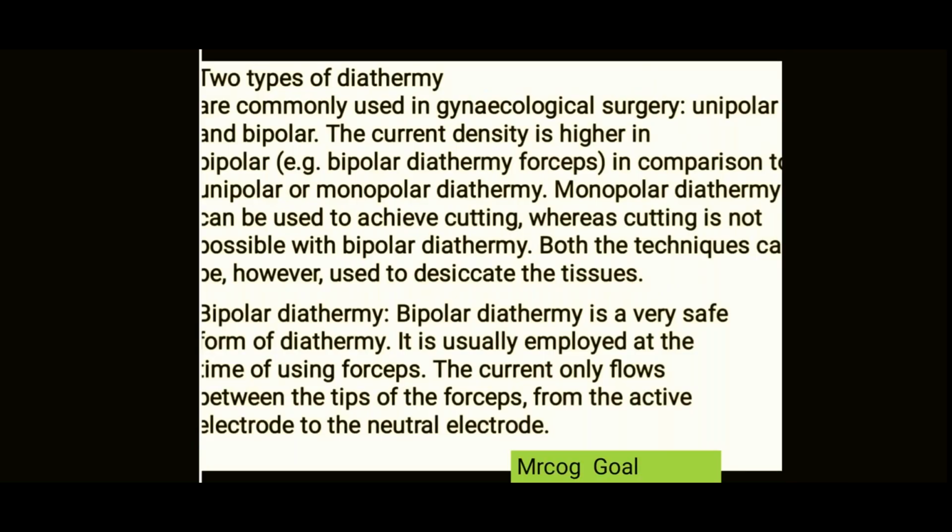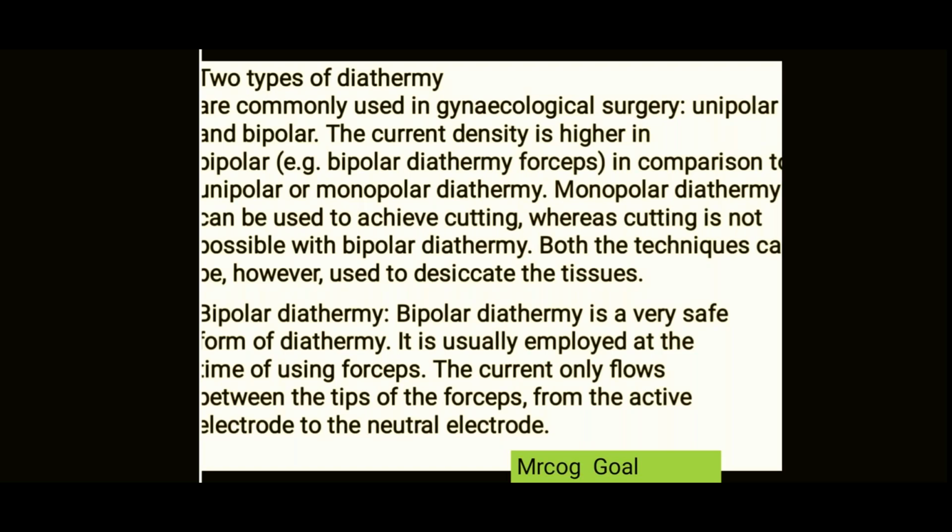Now, there are two types of diathermy, a very important topic which will be seen for your part 2 as well as for part 3. You should remember that there are two types of diathermy that we come across, monopolar and bipolar. Monopolar can be used to achieve cutting, whereas cutting is not possible with bipolar diathermy. So you can do both cutting as well as coagulation with monopolar, but with bipolar you can do only coagulation. So it is safer, right? The bipolar one is safer.